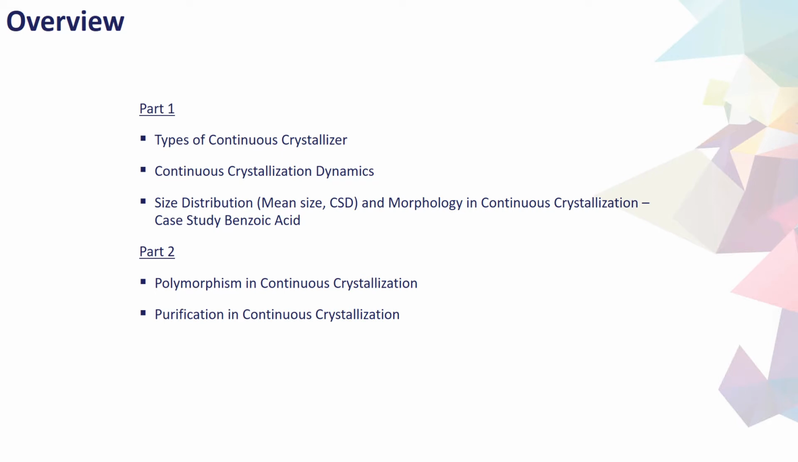So this is the second part of the webinar, which, as outlined in the first part, is partitioned into two pieces for the purposes of enabling a Q&A session in the time slot available for the SSPC webinar series on the 18th of September 2020. This part covers polymorphism and continuous crystallization, and also purification in continuous crystallization.